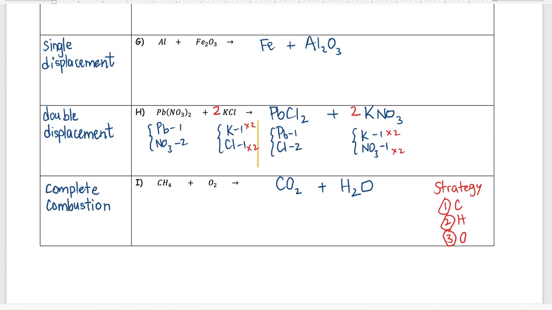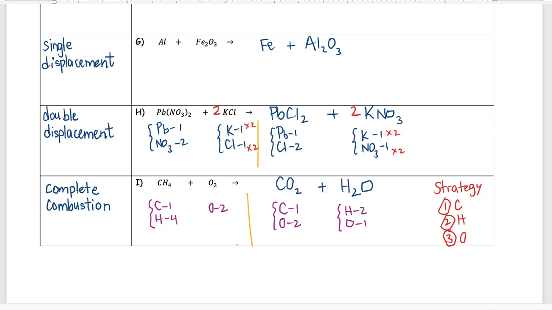All right, so we're going to do that here. Sorry, I'll go to a different color here. So we have 1 carbon, 4 hydrogens, and then we have 2 oxygens, and then we have 1 carbon, 2 oxygens, 2 hydrogens, 1 oxygen. Okay, all right, so let's balance these. So again, use our strategy. Carbon first. Carbon looks good.